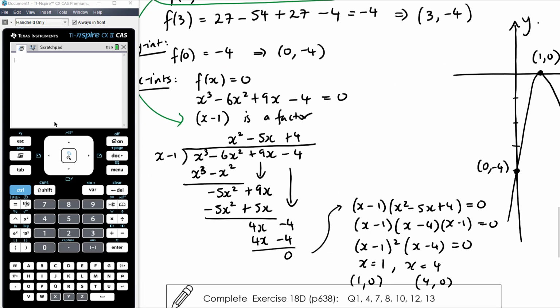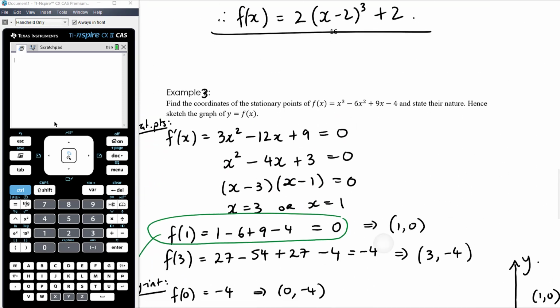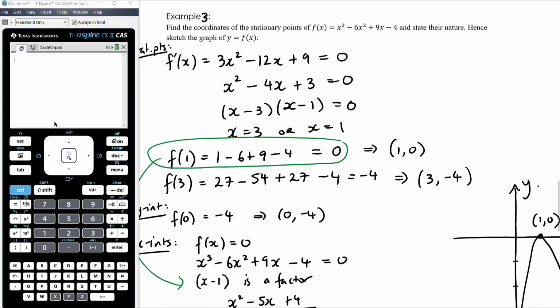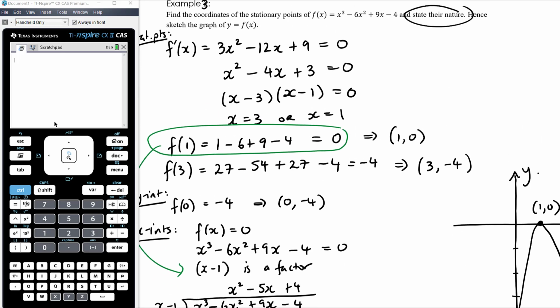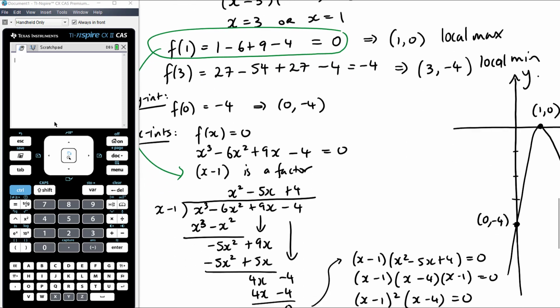Okay, so exercise, I just want to be clear about what the question said, because I think it said, yeah, and state their nature. Okay, so again, we can worry about that once we've done the graph, or you could have thought about the fact that you've got a positive cubic, therefore the first of the turning points, which has an x-coordinate of 1, will be the maximum, and the next turning point after that will be the minimum. Okay, so this one is a local max, and this is a local min. Sorry, I just realised we hadn't quite answered that part of the question.